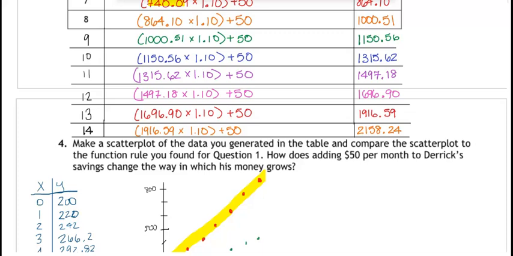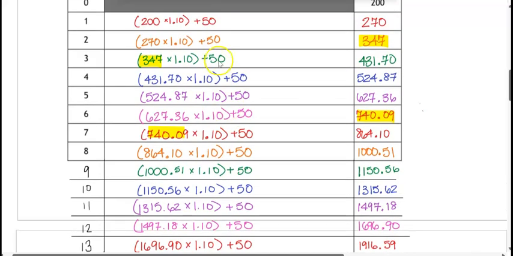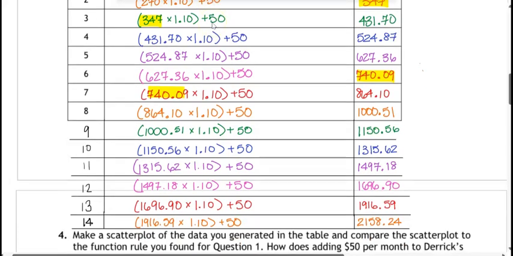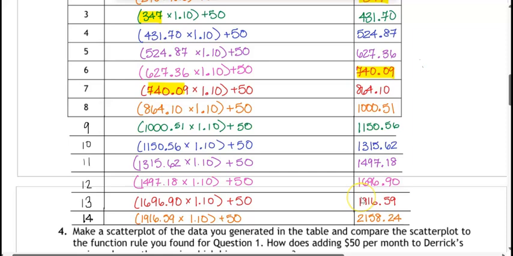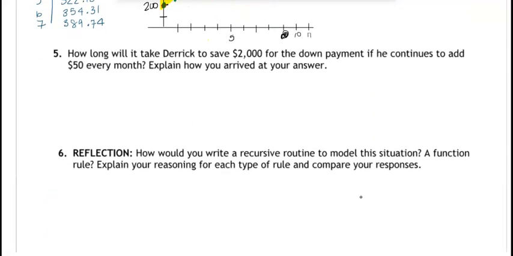All right, so it looks like after calculating all of this out and filling in the table until I got to a number over 2,000, it would take 14 months doing this, where we started with the $200 and parents give 10% of whatever's in the account at the end of the month and then adding $50. So it takes us 14 months to do that. So let's put that here. All right, so 14 months.